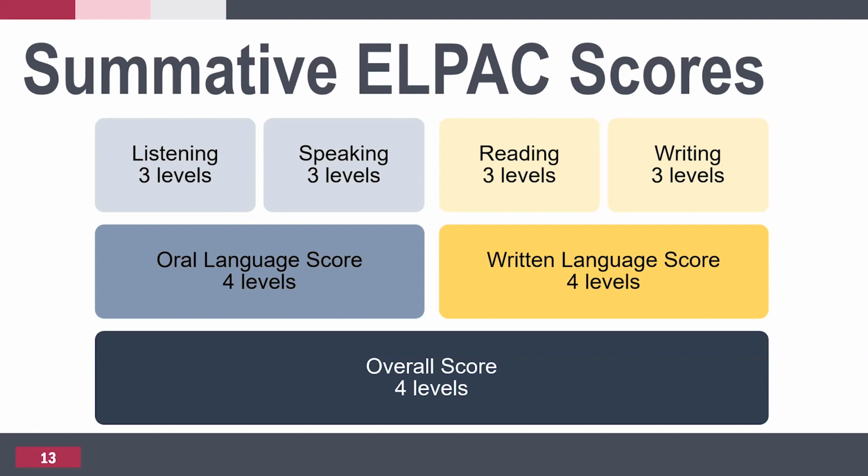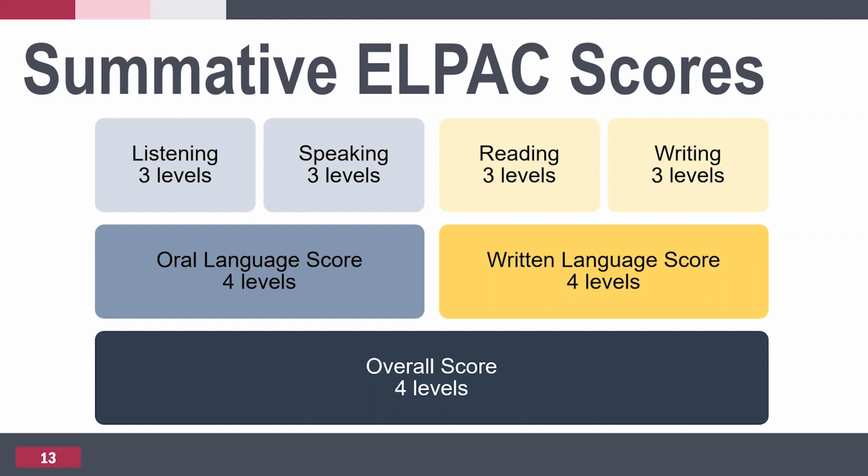There are 4 domains: listening, speaking, reading, and writing. At the domain level, we won't get scores, but we do get a performance level. And there are 3 possible performance levels: beginning to develop, somewhat to moderately developed, and well developed.